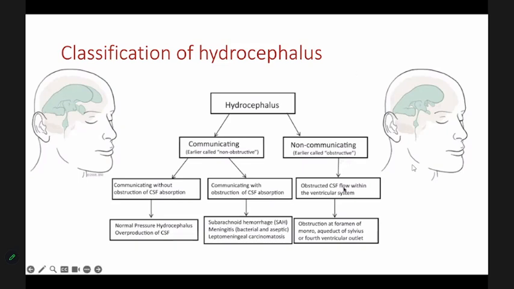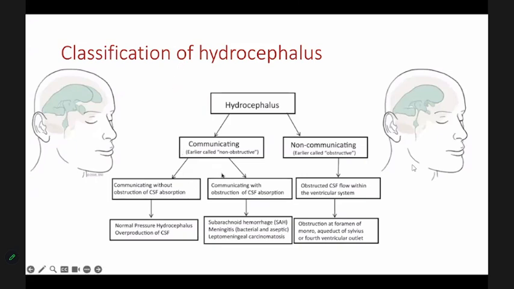So in non-communicating hydrocephalus, there is an obstructed CSF flow, and depending on the place where the obstruction is, you will find parts of the ventricular system ballooning. If the aqueduct is blocked, you'll find the lateral ventricles and the third ventricle ballooning. If the fourth ventricle is obstructed, then you will find part of the aqueduct also becoming prominent. And if you have a spinal tumor, then of course you'll find all four ventricular systems ballooned out, right? So depending on where it is blocked, you will find the imaging differs.